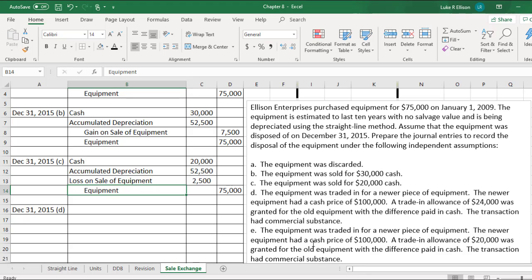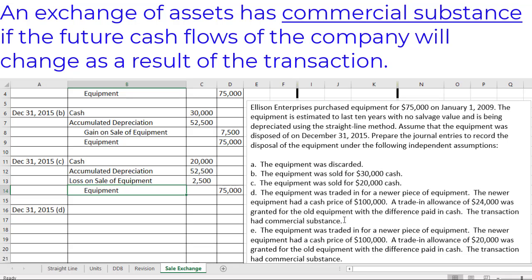All they mean here with commercial substance is that the new piece of equipment is going to materially affect the cash flows of the company, meaning that they're not just trading one piece of equipment for another piece of equipment of equal value. The new piece of equipment is actually much better than the old equipment. If they were to trade in the equipment for a similar piece of equipment that really wasn't going to change the business much, then we would say that the transaction lacked commercial substance. But the journal entries related to those transactions are beyond the scope of this class.